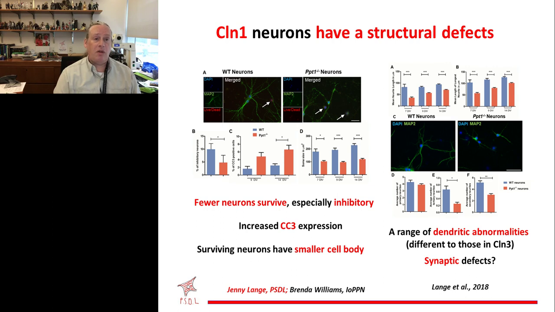We then looked at the CLN1 deficient neurons, and we found that unlike CLN3, they too were vulnerable in a dish. So fewer neurons survived, a bit like the CLN1 astrocytes dying over time. This was most pronounced for the inhibitory neurons, just as it is in vivo. Again, this appears to be by a process of apoptosis, with the surviving neurons looking sicker and having a smaller cell body. They also have a range of dendritic abnormalities, but they're different to those we saw in CLN3 neurons. And there are a series of synaptic defects too.